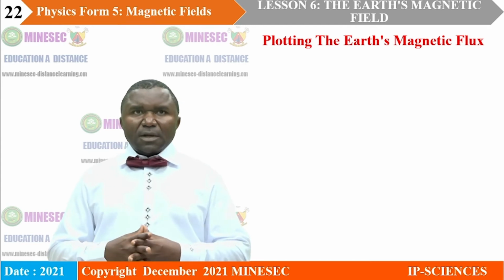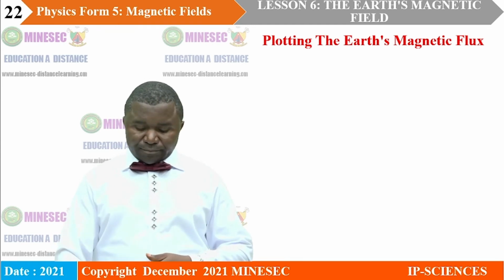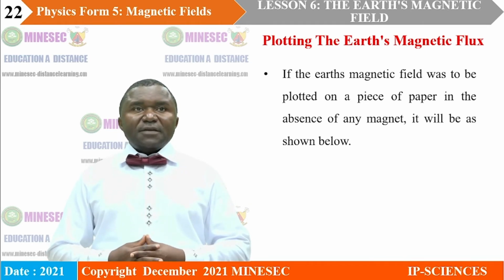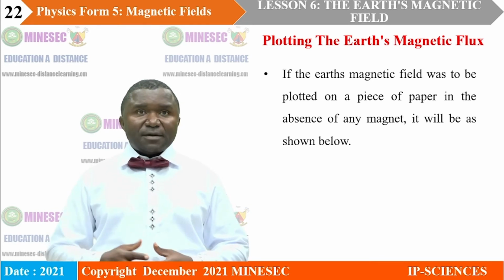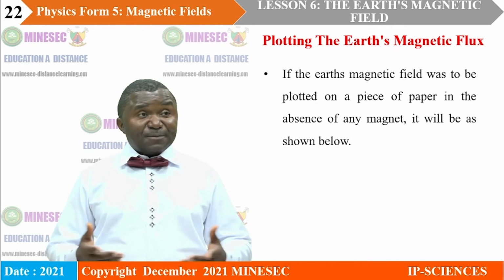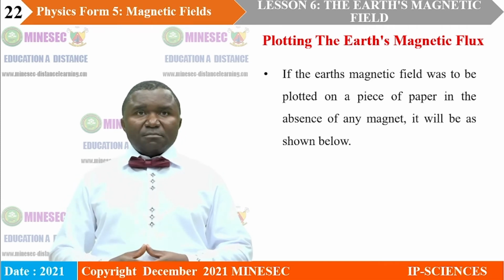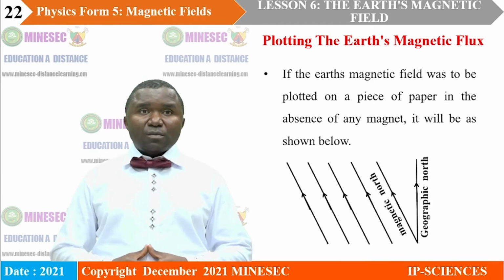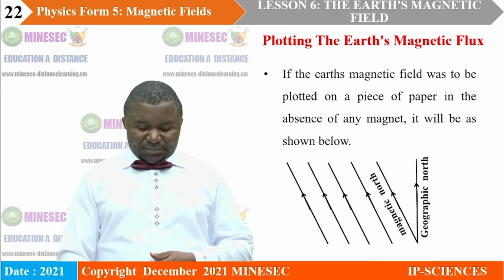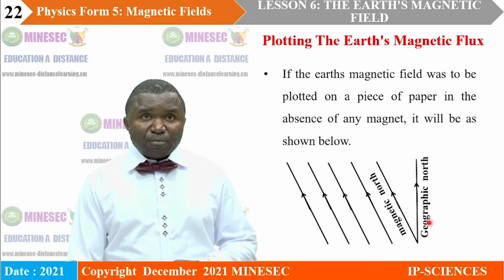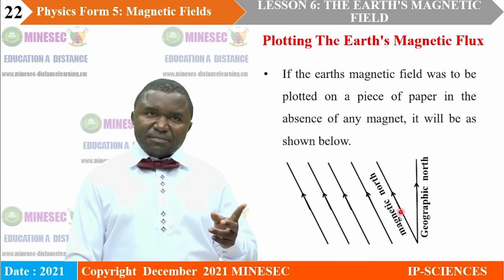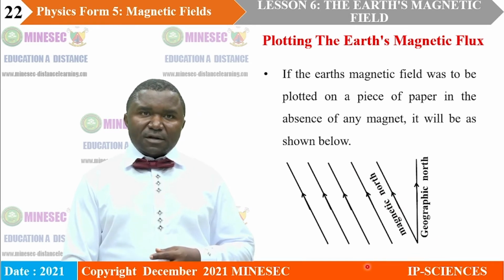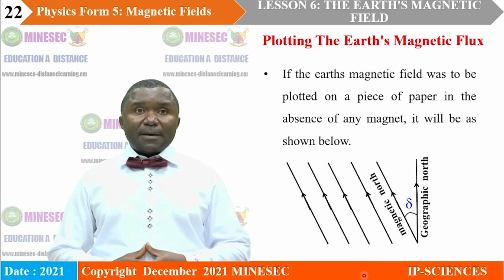Plotting the Earth's magnetic flux. If the Earth's magnetic field was to be plotted on a piece of paper, just like what the student did in the lab, in the absence of any magnet, it will be shown below. The geographic north points directly up, but when the field lines are plotted, they deviate a bit from the magnetic north, making an angle theta.